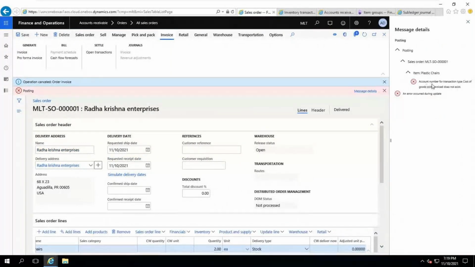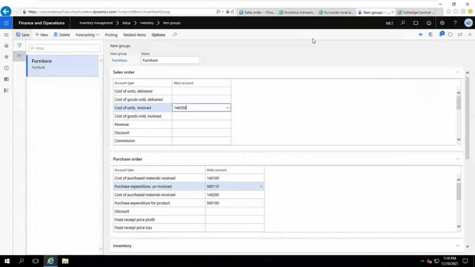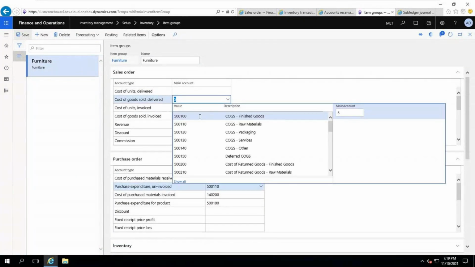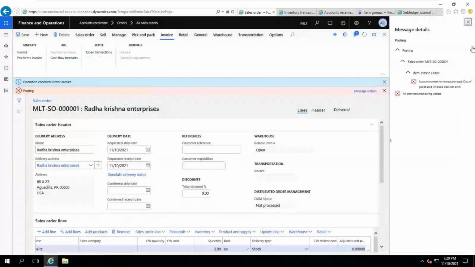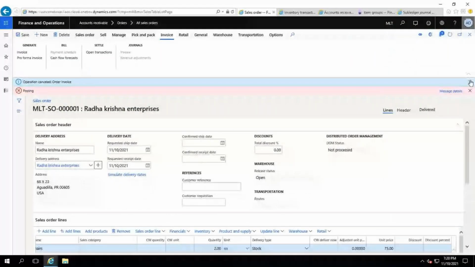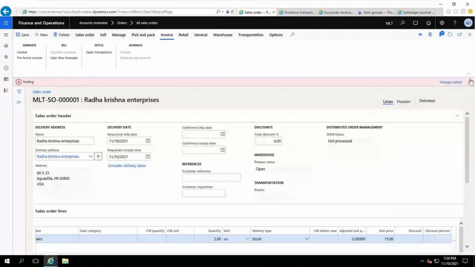Account number for transaction type, cost of material, cost of goods sold. Cost of goods sold means COGS. It is 5 series. So I have mapped. Now let me make one more mistake. Now the revenue account will not be mapped, so it will throw an error message. Revenue account does not exist.